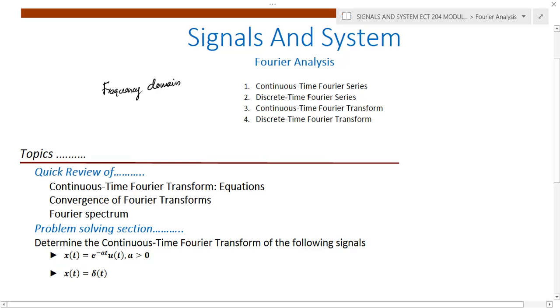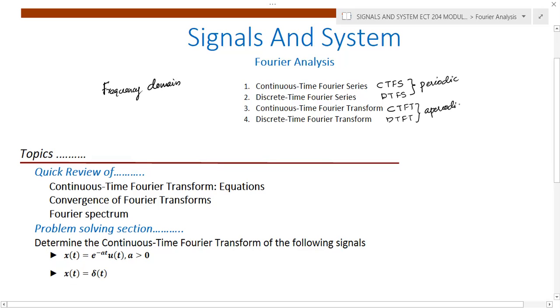Fourier series for continuous time signals, usually indicated as continuous time Fourier series, and for discrete time signals, we will apply discrete time Fourier series. These two concepts are mainly used for periodic signals, and the continuous time Fourier transform and discrete time Fourier transform are mainly applied for aperiodic signals.